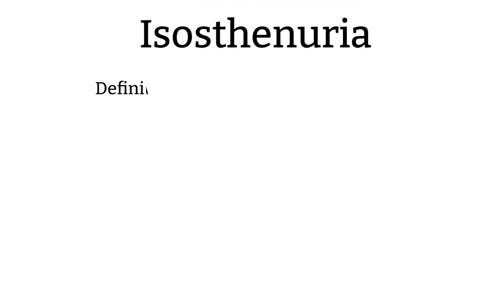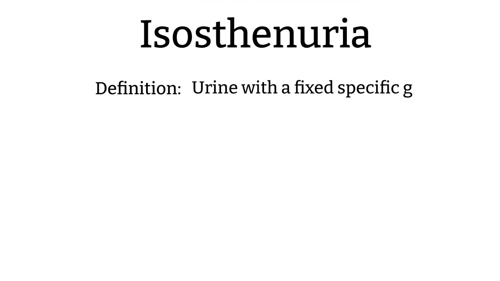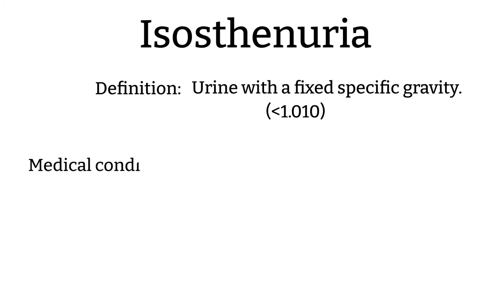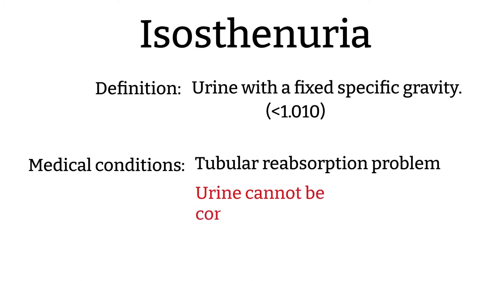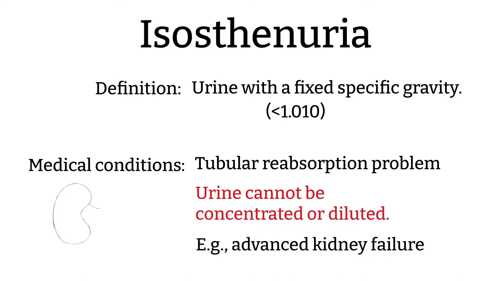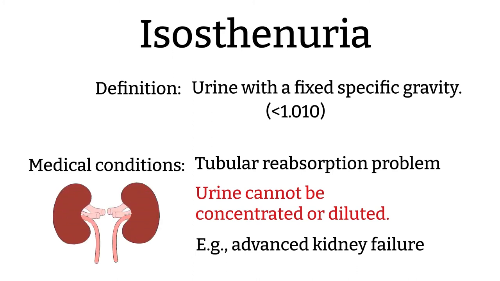Isosthenuria refers to a fixed specific gravity of 1.010, which indicates poor tubular reabsorption. Patients with this condition will have a urine specific gravity around 1.010, regardless of whether they are dehydrated or well hydrated. This condition coincides with advanced kidney failure because the kidney has lost the ability to concentrate urine.